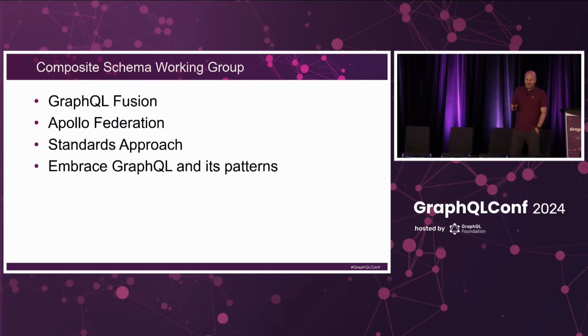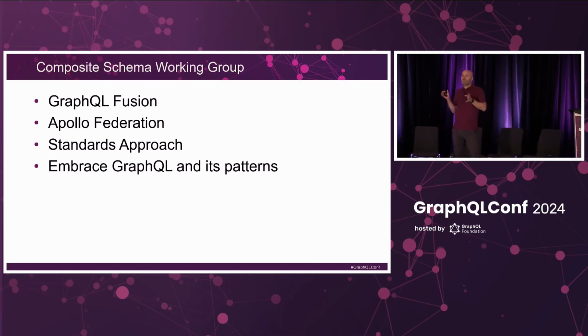The new specification we work on is based on Apollo Federation and on GraphQL Fusion. And it has a new standards approach towards GraphQL. We want to make sure that this new specification embraces GraphQL patterns and best practices and doesn't force you in building your schemas in a certain way. This allows developers an even easier way to federate their GraphQL schemas.